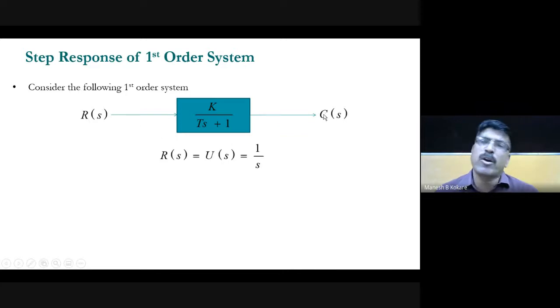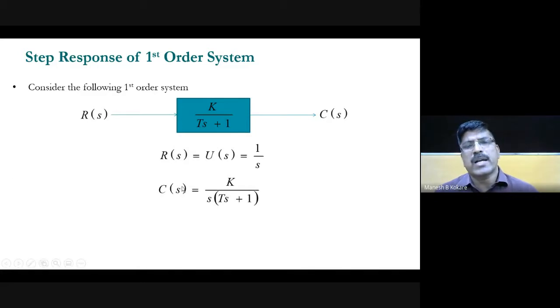Now we'd like to find out the response of this system for this input. So what would we like to find? We'd like to find out the value of C of t for unit step input. We'll solve this problem similarly to what we did before. So you know that C of S by R of S is K upon Ts plus 1.